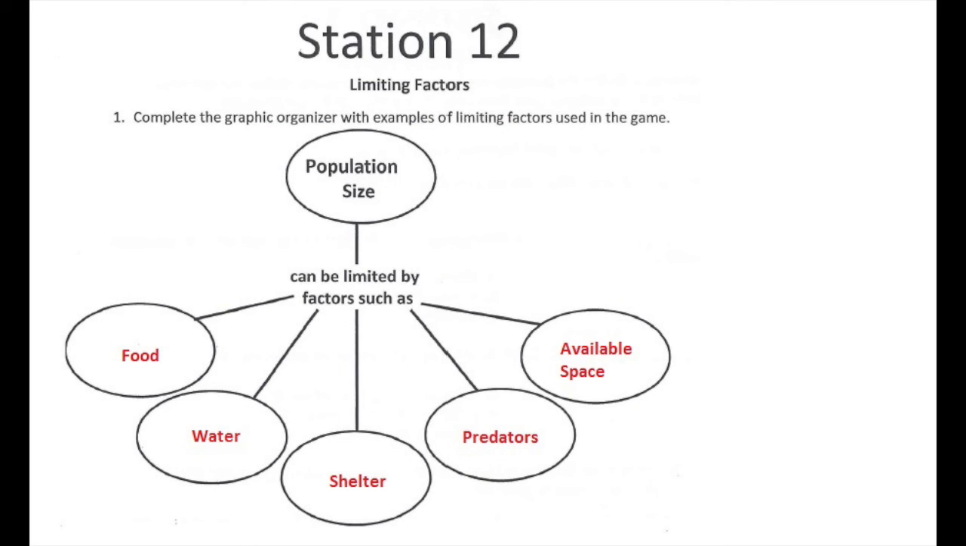All right, so thinking back to some of the limiting factors that you played in the game, if there's not enough food, if there's not enough water, if there's not enough shelter, if there are too many predators, or if there is not enough available space, those can all cause populations to decrease or increase. Now, if there's a lot of food and a lot of water, populations grow uncontrollably. And when food gets scarce, populations start to die out.